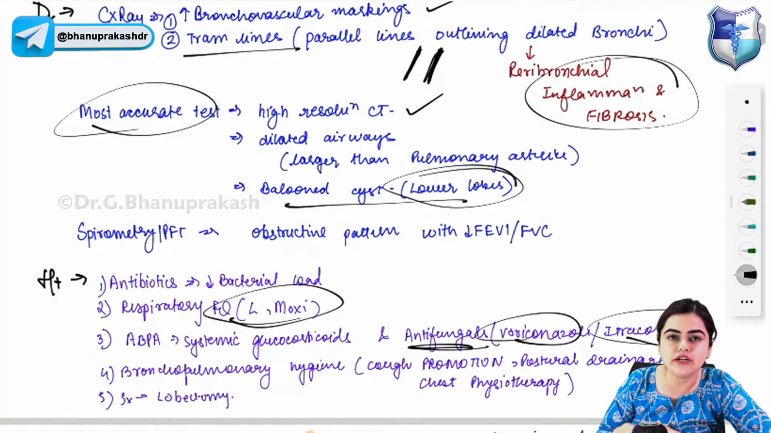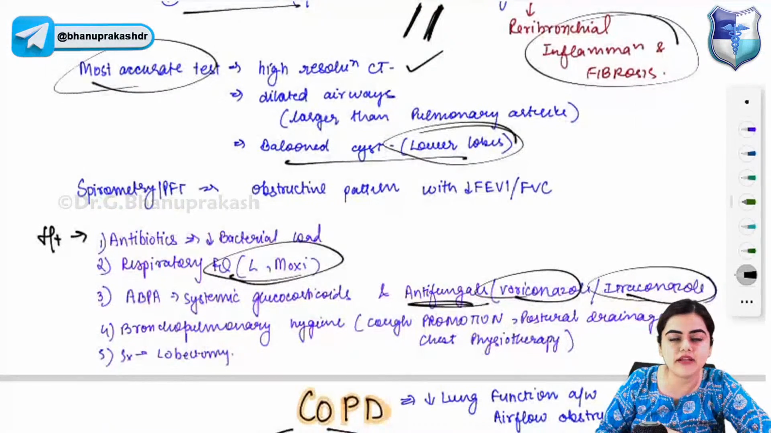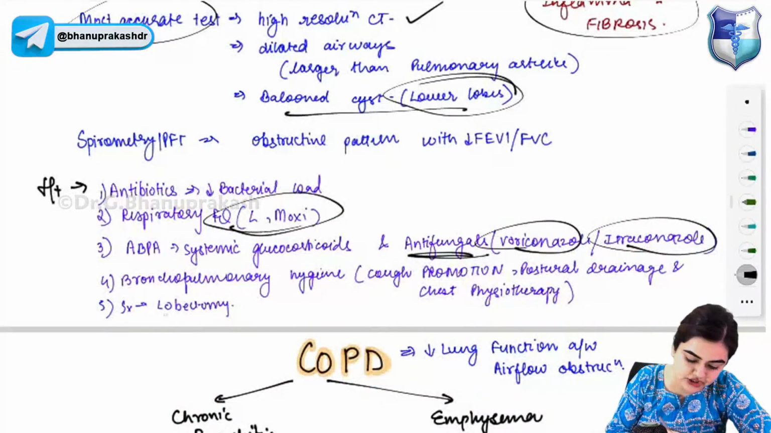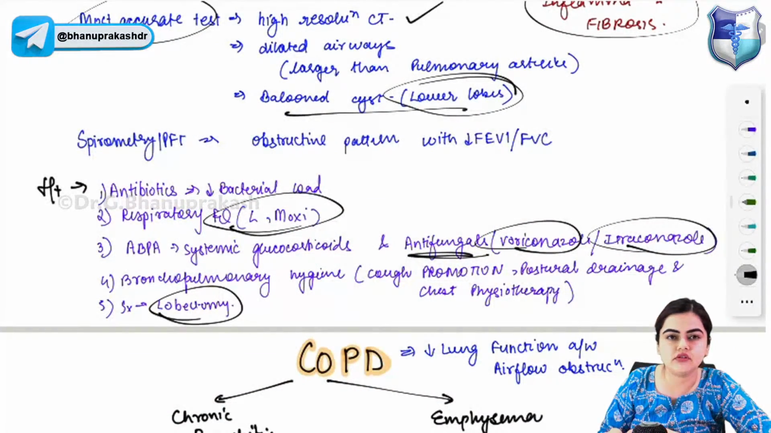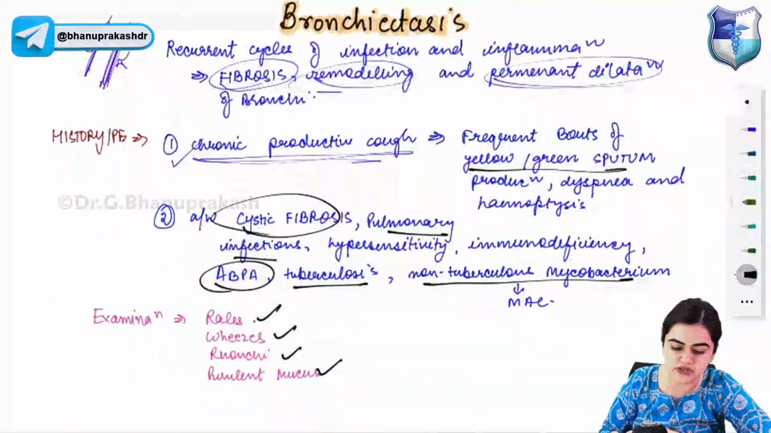You will try to maintain the bronchopulmonary hygiene of the patient. How is bronchopulmonary hygiene maintained? By advising cough promotion, postural drainage and chest physiotherapy. Surgery is by lobectomy, which you perform in case of severe bronchiectasis. So this was about bronchiectasis.